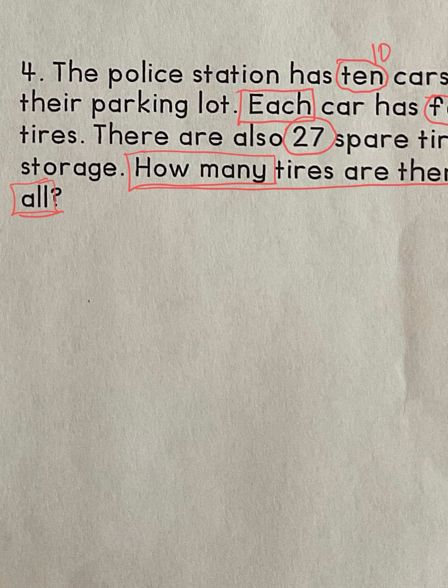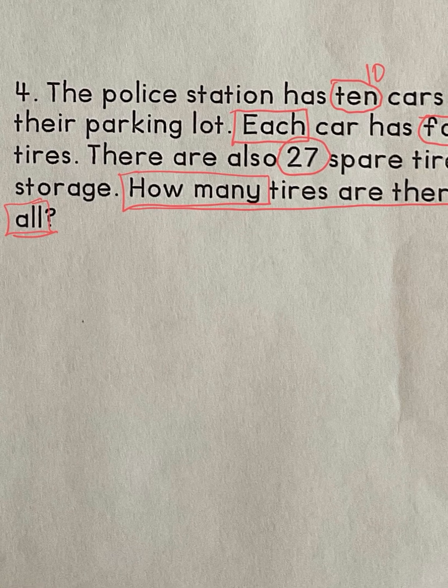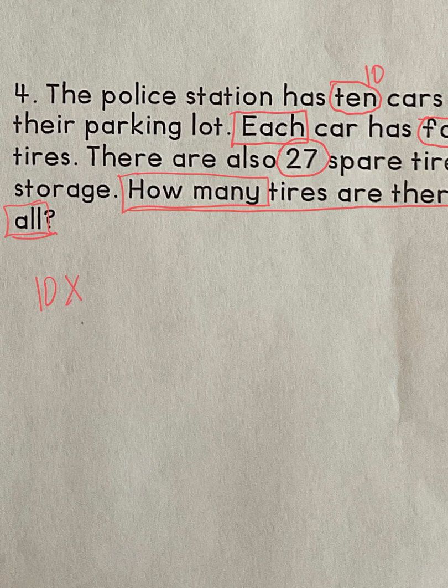So in order to do that, I'm going to first multiply. I've got 10 cars, and each car has 4 tires. That's equal groups, so I'm going to multiply 10 times 4, which is 40. All right. Now it says there are also 27 spare tires. So I've got 40 on the cars and the 27, and I want to know how many in all. In all means we're going to add. So we're going to take the 40 and add the 27 spare tires, and we get 67. So he has 67 tires in all.